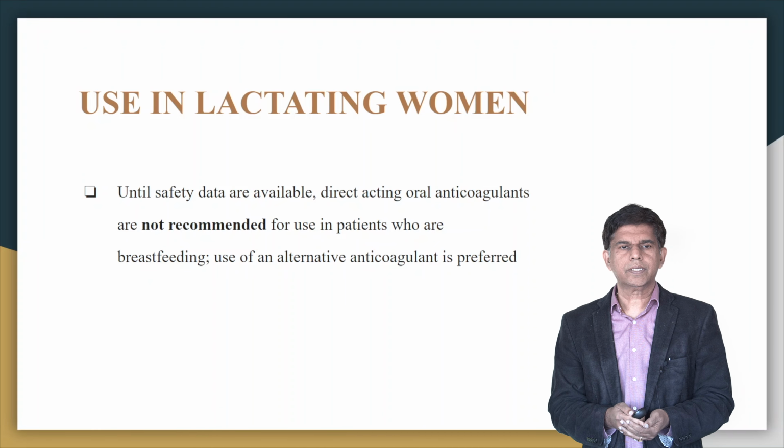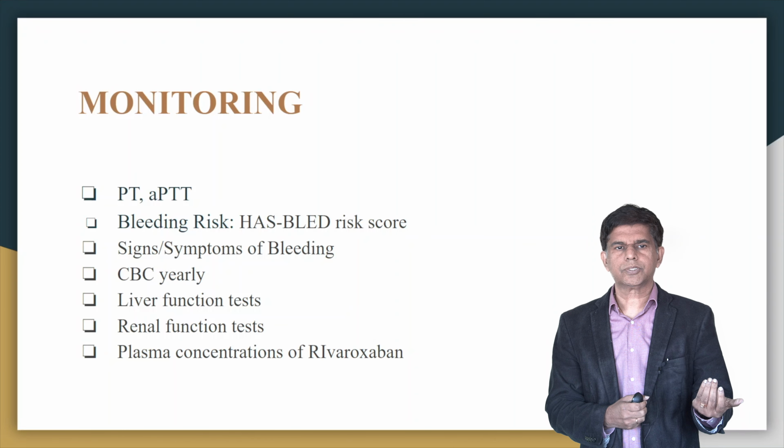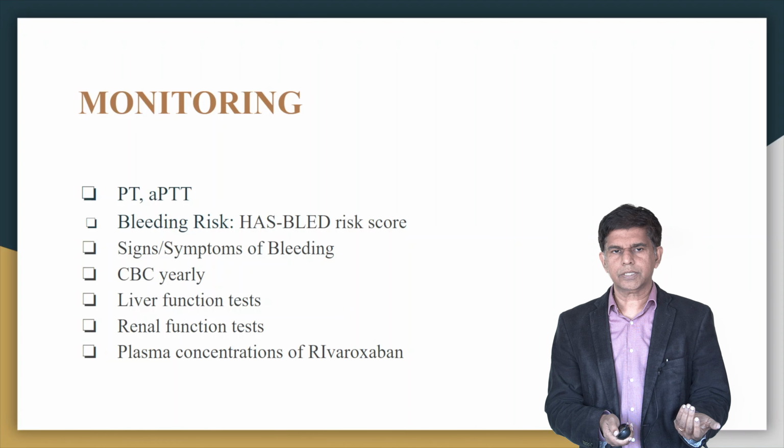Okay. So monitoring, you can do PT, PTT, bleeding risk with the ASPIRE score, signs and symptoms of bleeding, CBC early, liver function test, renal function test, and plasma concentration of Rivaroxaban.